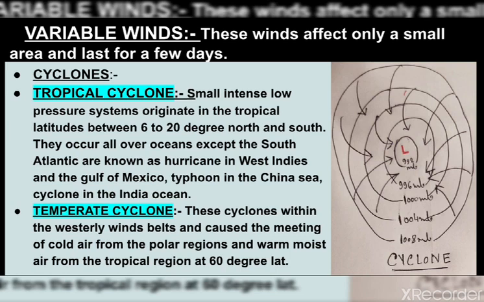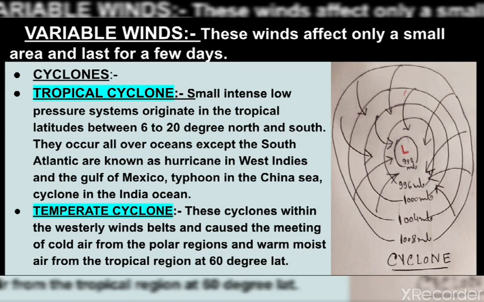Temperate cyclones have frontal origin. What does it mean? That the polar air originating over the frozen land in high latitude moves towards the subpolar low pressure belt and meets the tropical moist air. The surface of contact between the two is called front. There are two types of front.